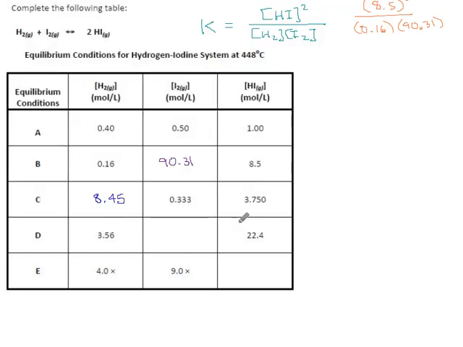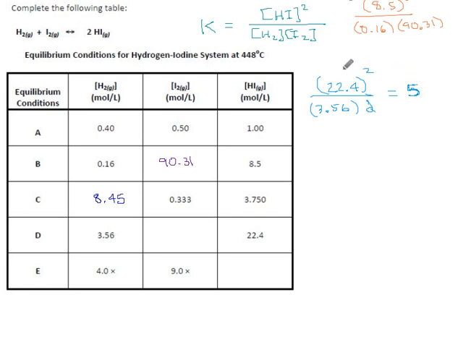Okay, D. Now they don't give us the iodine. No big deal. HI is 22.4. Remember to square it. Hydrogen is 3.56. Iodine is, I'll call it D because we're on question D. And the equilibrium constant is 5. I erased that, but you probably remember, and I do too.